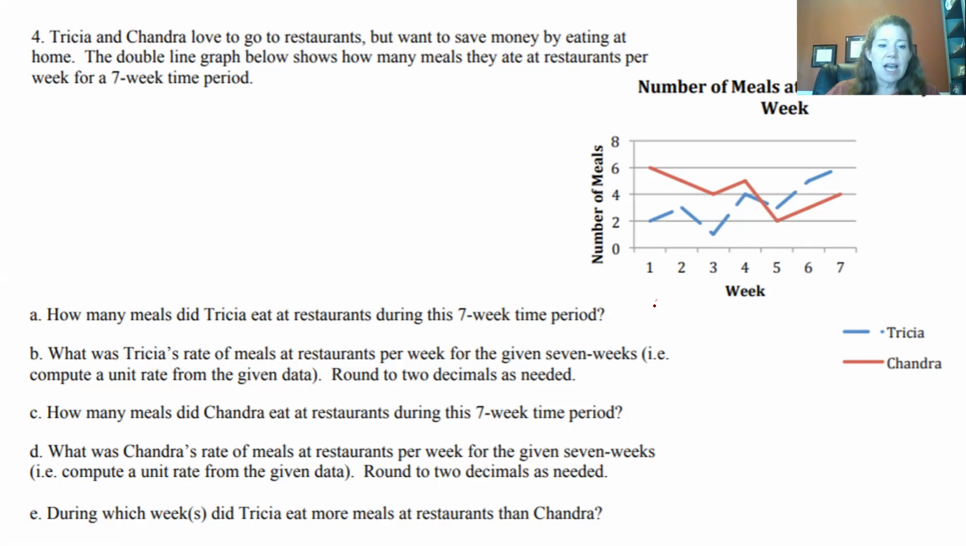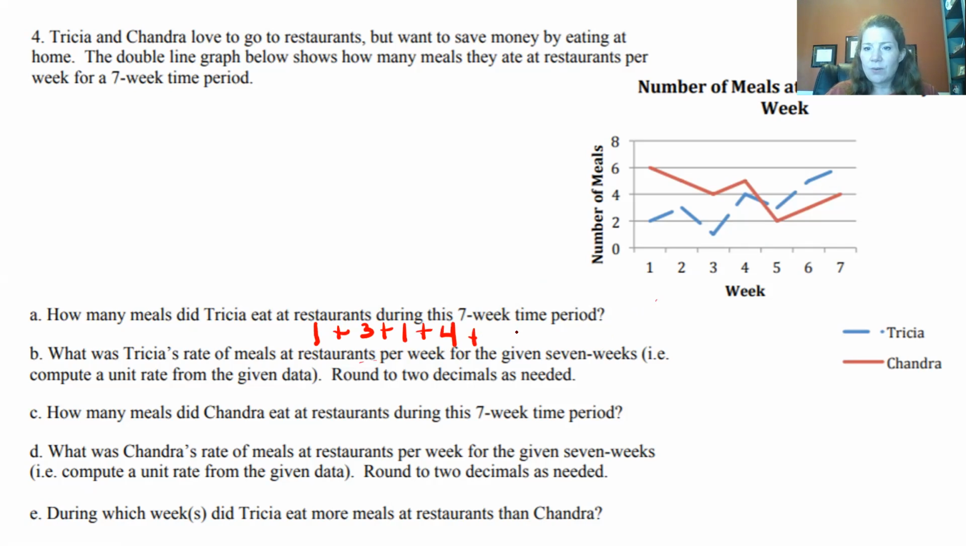All right, so the question is, how many meals did Trisha eat at restaurants during the 7-week period? So just looking at Trisha, the blue lines. So the first week was 1. The second week was 3, right? That was the third week. The fourth week is 4.